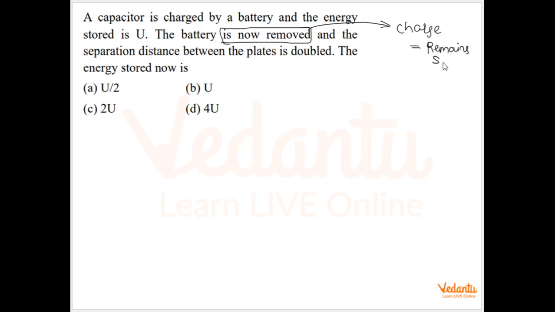Charge on the capacitor remains the same because the battery is removed, the charge cannot change. Now, in this case, I can say that initially, the energy stored in the capacitor will be Q square by 2C. That will just be Q square by 2 into A epsilon naught divided by d.